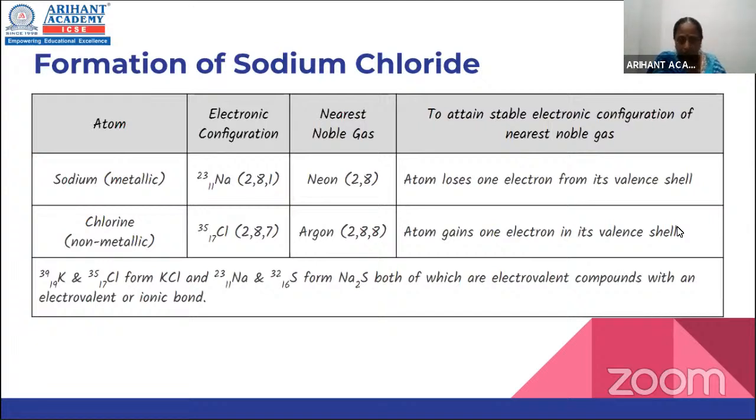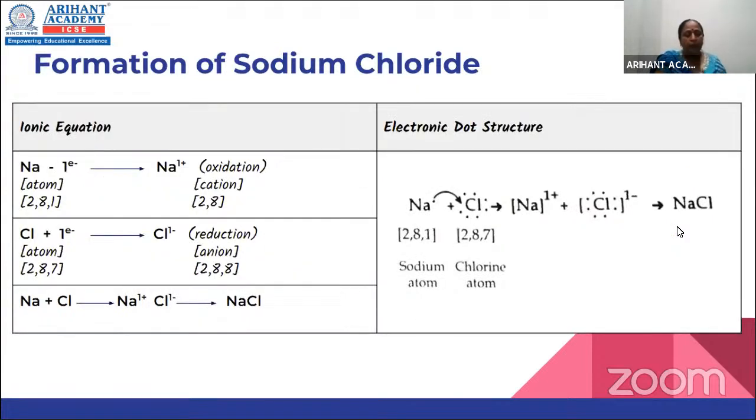So let's go to how we approach the formation of sodium chloride. We have sodium, atomic number 11, with electronic configuration 2, 8, 1. Obviously, it would give up 1 electron to become 2, 8 and stable. Chlorine, 2, 8, 7, would become 2, 8, 8. Na becomes Na plus because it has lost 1 electron. Cl becomes Cl minus, it has gained 1 electron. And you can see that in the ionic equation, Na minus 1 electron becomes Na plus.